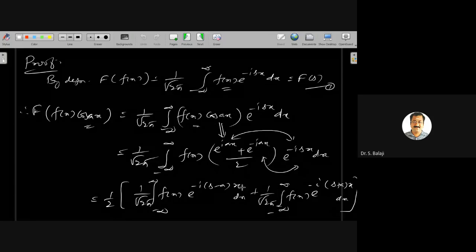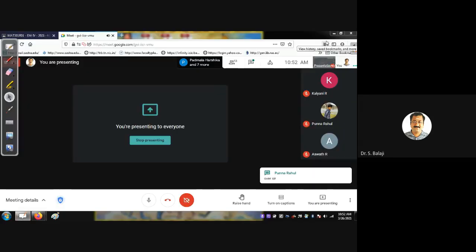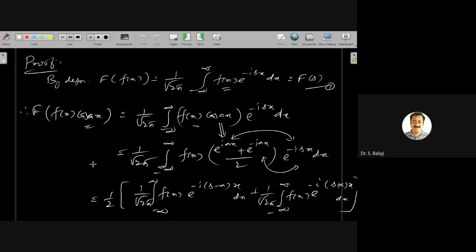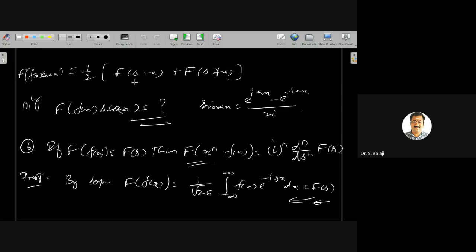Yes, this is the Fourier transform definition, but with s minus a instead of s, and the Fourier transform definition with s plus a. So 1 by 2, function of s minus a plus function of s plus a. That's all. Then Fourier transform of f of x cos ax is equal to 1 by 2 of that.